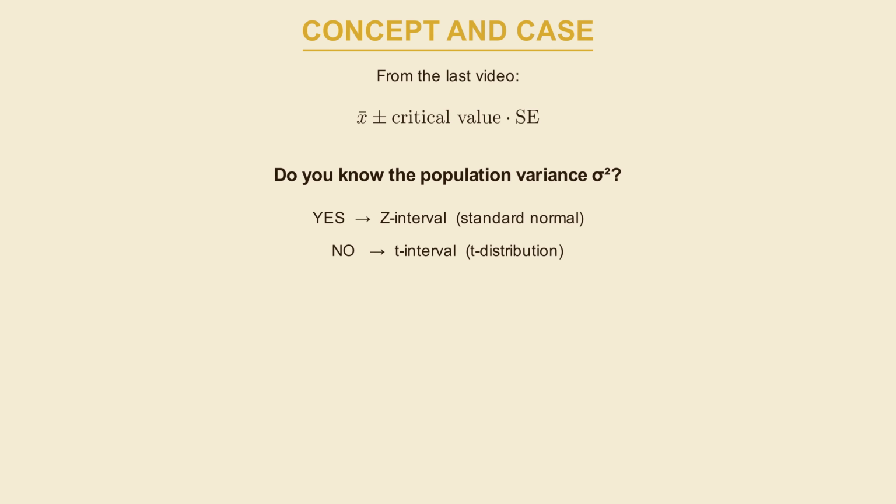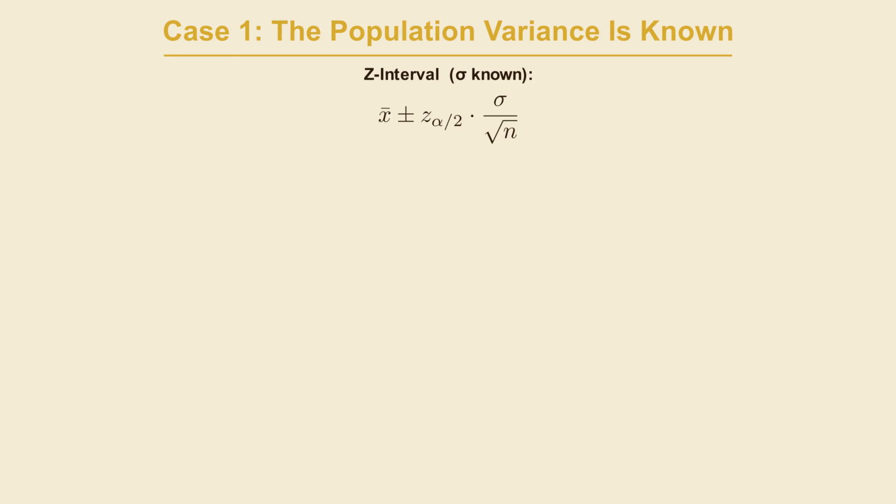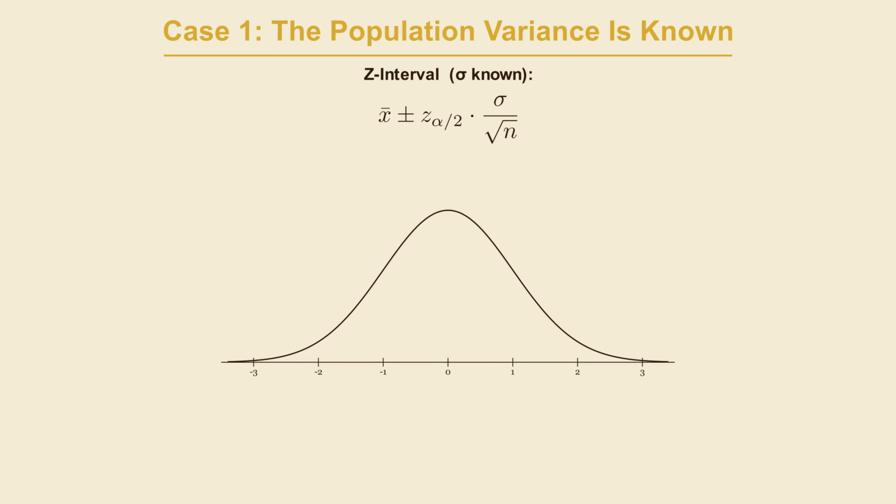Let's start out with a case where we do know the population variance. When the population standard deviation sigma is known, the critical value comes from the standard normal distribution. So, for example, the normal distribution tells us that for 95% confidence, the critical value is 1.96. Here is where that number comes from.